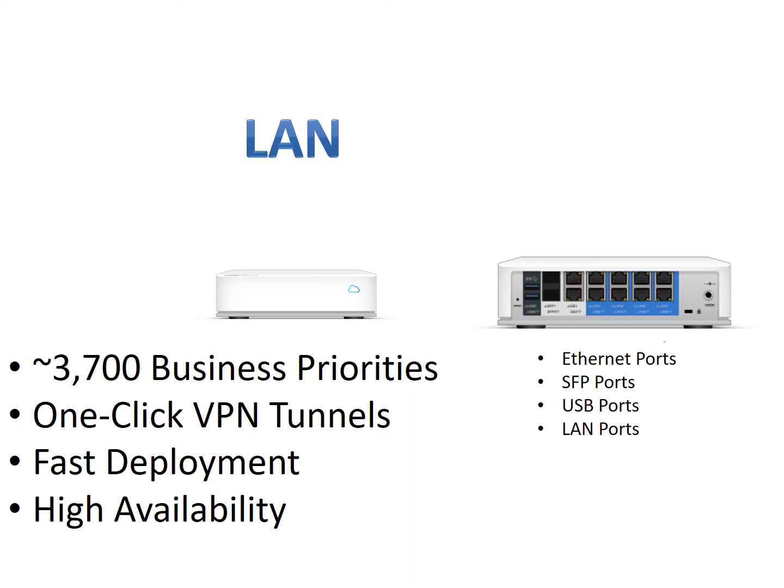The Edge comes preset with over 3,700 business priorities, ensuring flawless performance of most apps right out of the box. Business priorities can be added and changed to suit your company's needs. If you have multiple locations with VeloCloud Edges at each location, you can set up a VPN tunnel with a single click. This saves a huge amount of time and money.